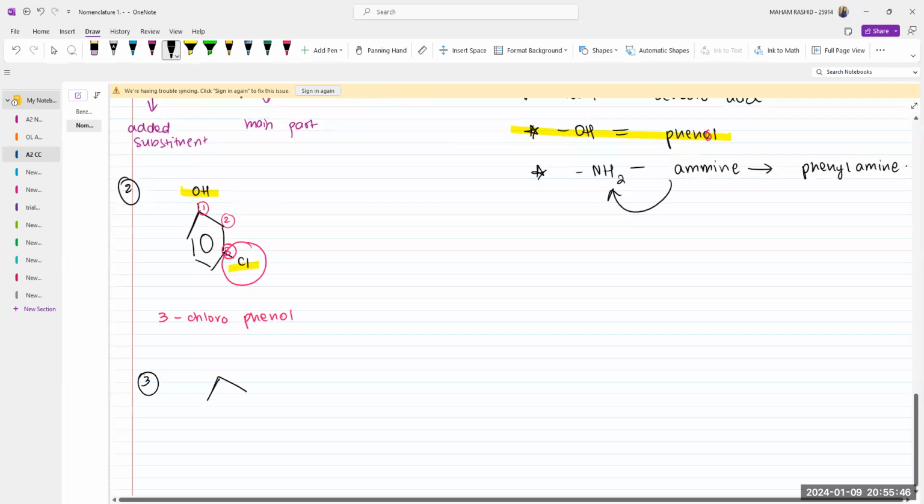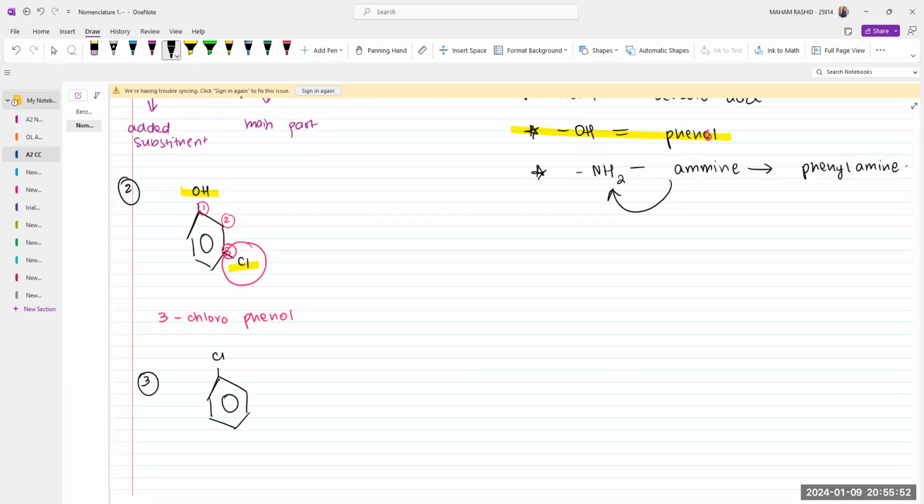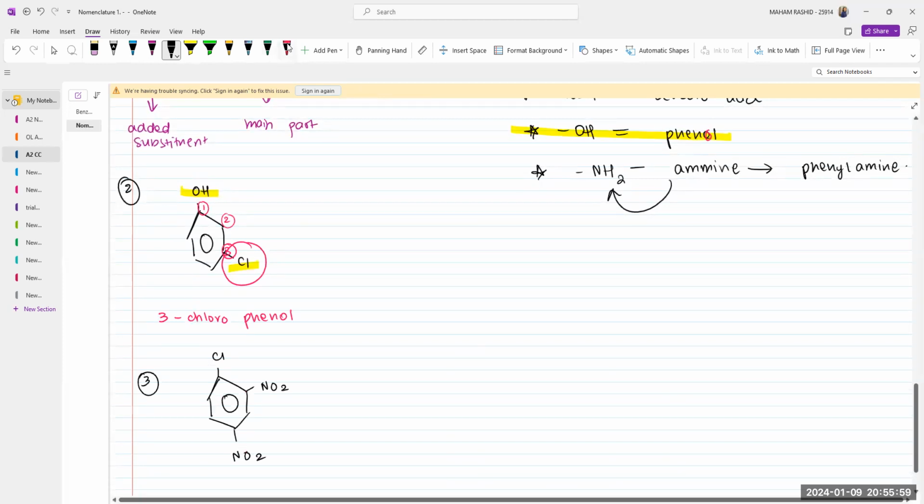Now, what if I have a chlorine atom here, a nitro group here, and another nitro group here?